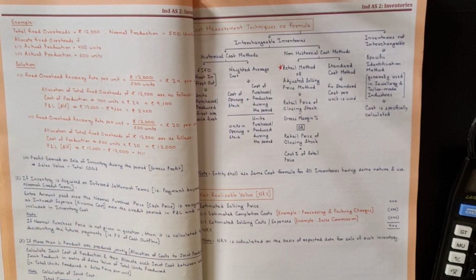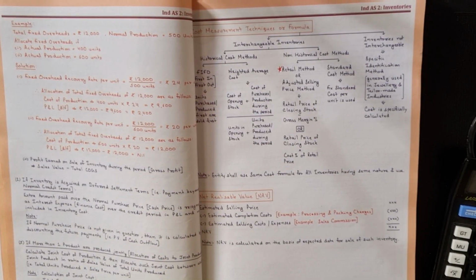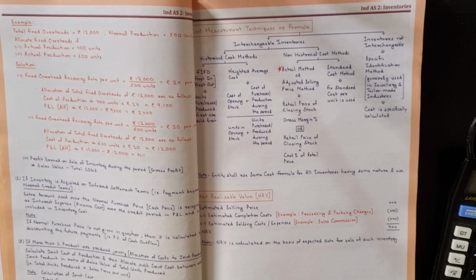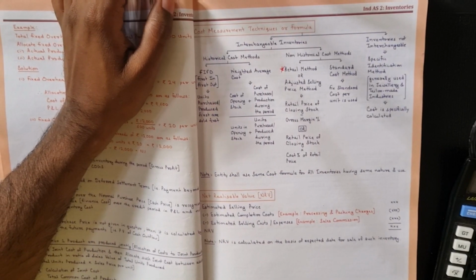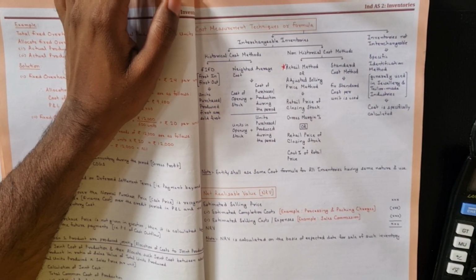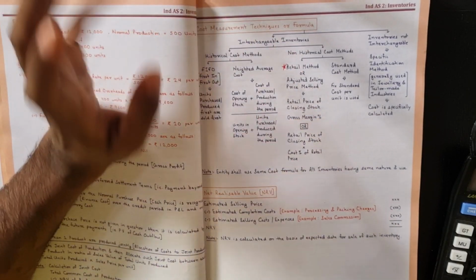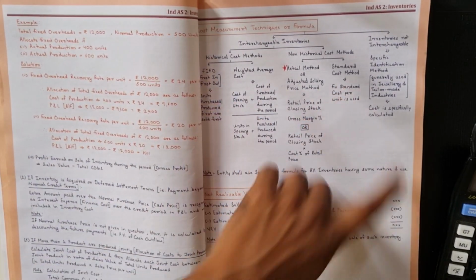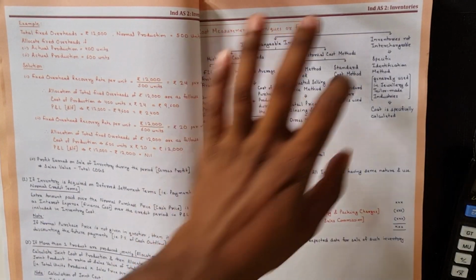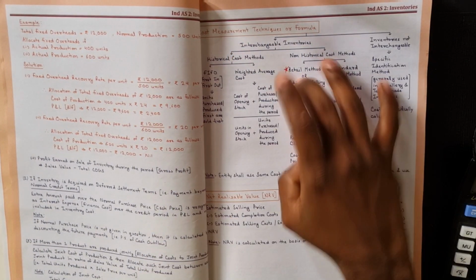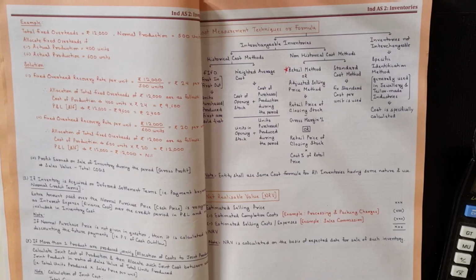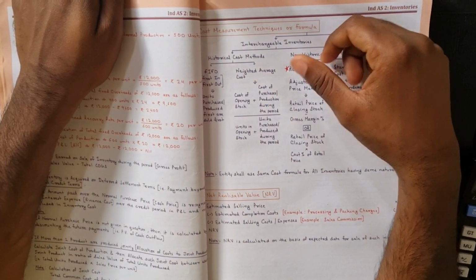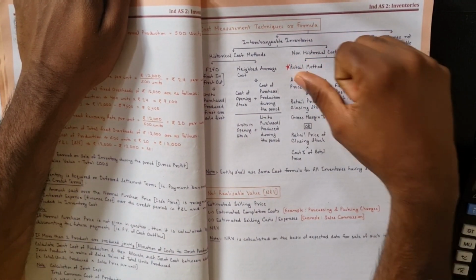Next we have non-historical cost methods, that is the retail method and the standard cost method. The standard cost method is what we have learned in standard costing, where a fixed standard cost per unit is used. This is not used as such. The retail method is used mostly. The retail cost method is also known as the adjusted selling price method.